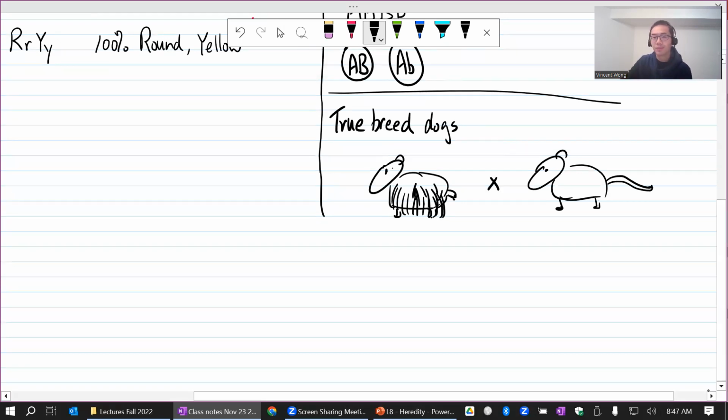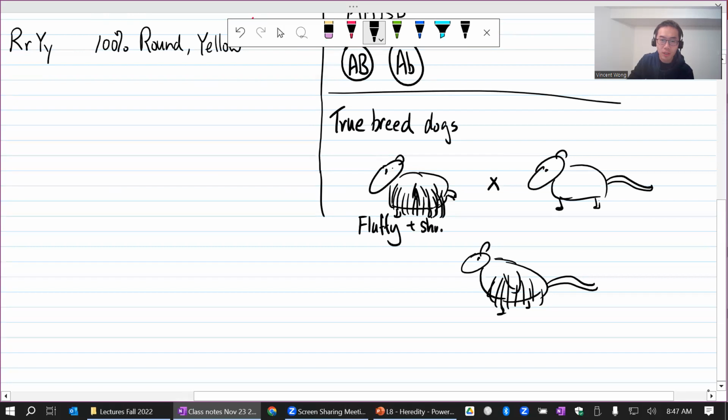And then we're gonna breed them. Remember, they're true breed, they're purebred. And then all the offspring looks like this. So this is fluffy plus short tail. This is, I guess, smooth plus long tail. And in the end, after you breed them, you have fluffy plus long tail.